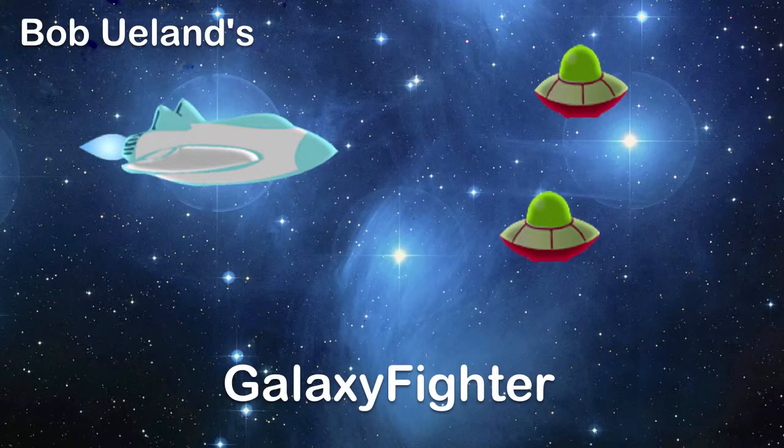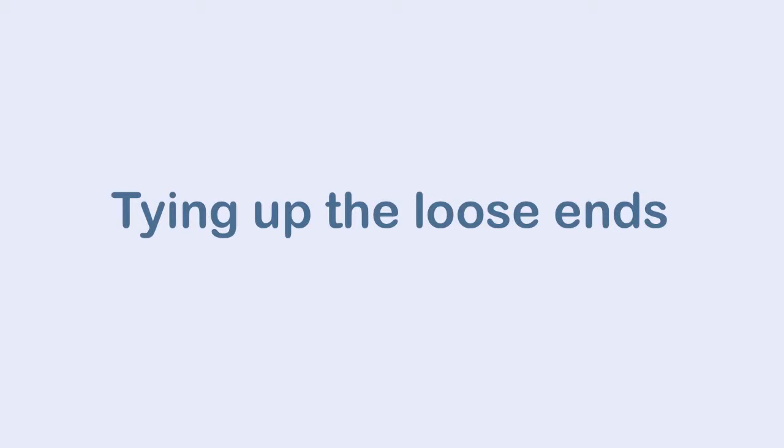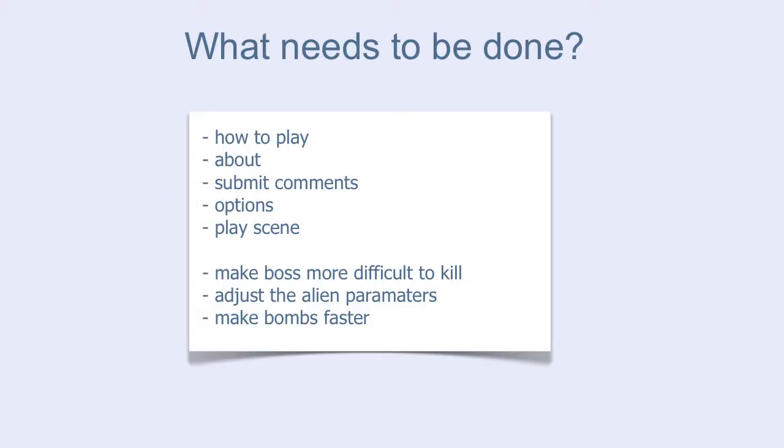Galaxy Fighter. This lesson is called Tying Up the Loose Ends. There are a few loose ends that have to be done. We have to add information to some of the scenes: how to play scene, about scene, submit comments scene, options scene, and play scene. We also have to tweak some parameters of our game. We want to make it more difficult to kill the big boss.